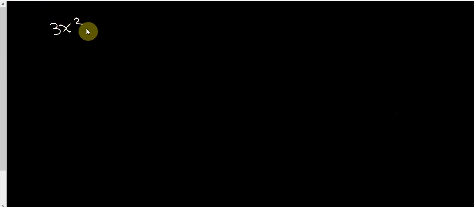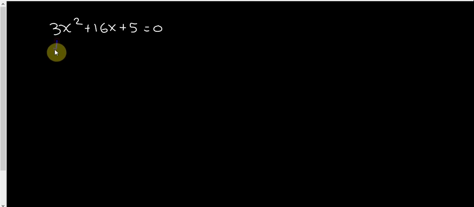3x squared plus 16x plus 5 equals 0. I don't know about you, but I have the feeling this probably doesn't factor. Maybe I don't want to complete the square because I'm going to have something kind of nasty there. So let's go ahead and just use the quadratic formula to solve this.